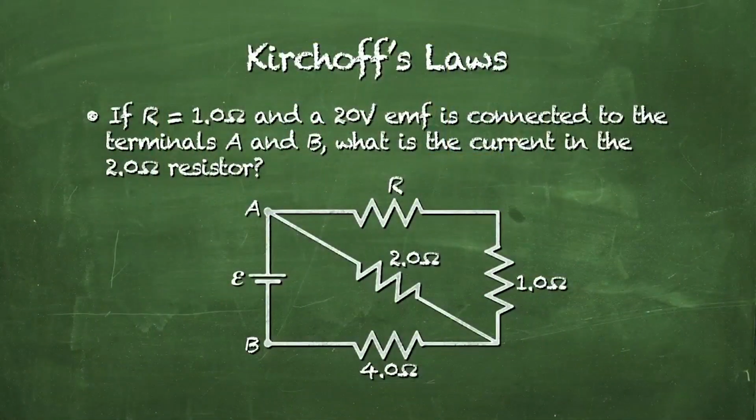We're going to next do an example where we do have to use the current law. Take a look at this circuit. The question is, if R is equal to 1 ohm and a 20 volt EMF is connected to the terminals A and B, as shown in the diagram, what is the current in the 2 ohm resistor? For this, you will have to use both your voltage law and your current law. So go ahead and draw your diagram, list your knowns and unknowns, and start to work on your equations, please.